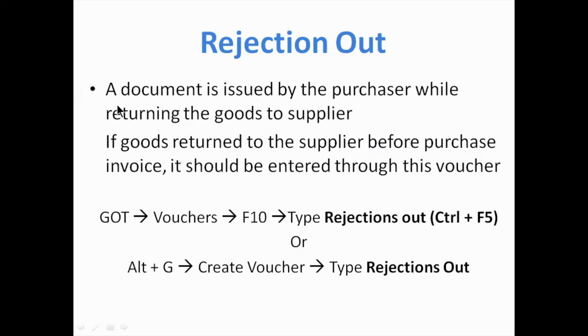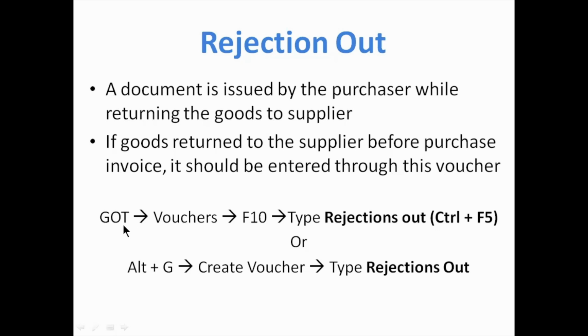Now rejection out. Suppose out of the stock that we have received, we have rejected that LG product, 2 products we return due to inferior quality. In that case, we have to pass the rejection out voucher. Rejection out is the document which is issued by the purchaser while returning the goods to the supplier. If the goods are returned to the supplier before the purchase invoice, as we have just received the goods and not the invoice, we will enter this rejection through the rejection out voucher.